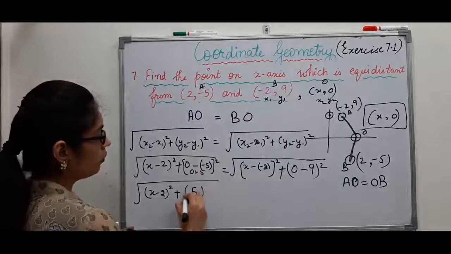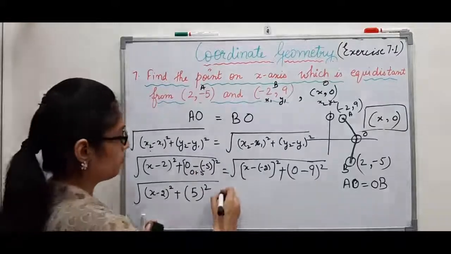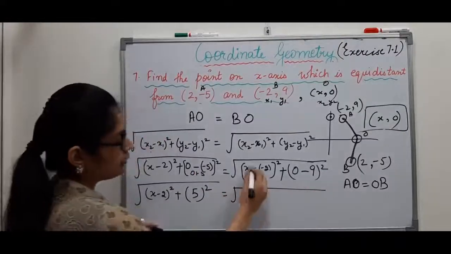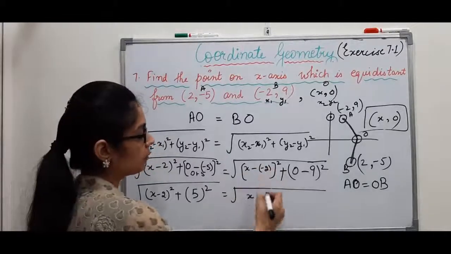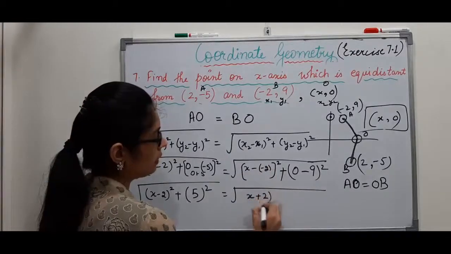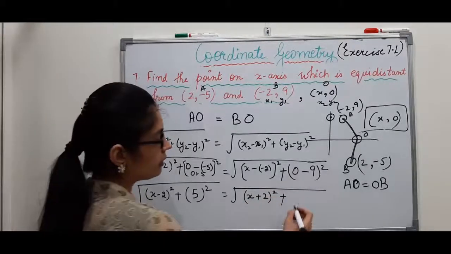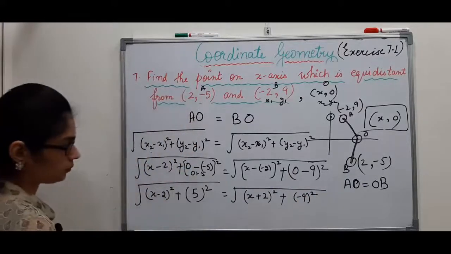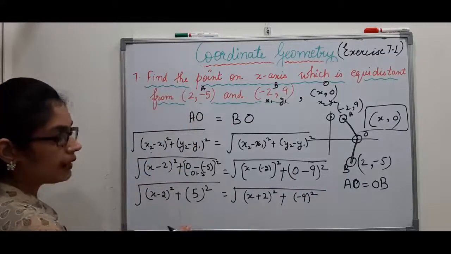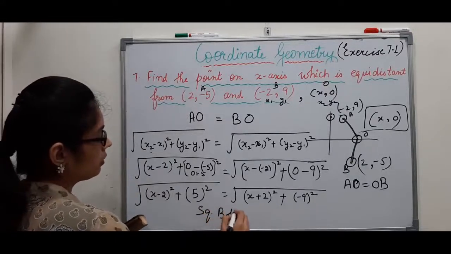So 5 whole square, because this minus and minus is changed to plus. Now this x, 2 minus signs are together, which means minus and minus it is plus, so it will be x plus 2 whole square. 0 minus 9 it is minus 9 only, so minus 9 whole square. So directly here also you can do squaring both sides.